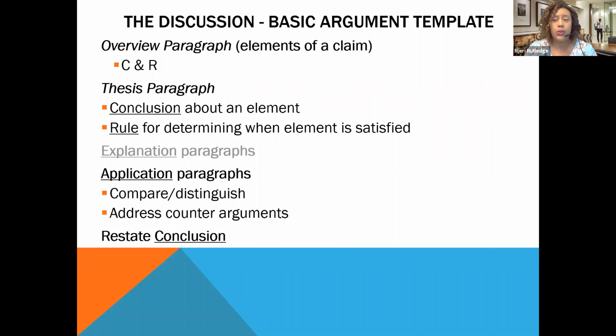Your analysis is where you put it all together by analogical reasoning, comparing and distinguishing cases, considering counterarguments. And then you would restate your conclusion in maybe a sentence or two before you do it all over again in your thesis paragraph. So let's just pause for a second.